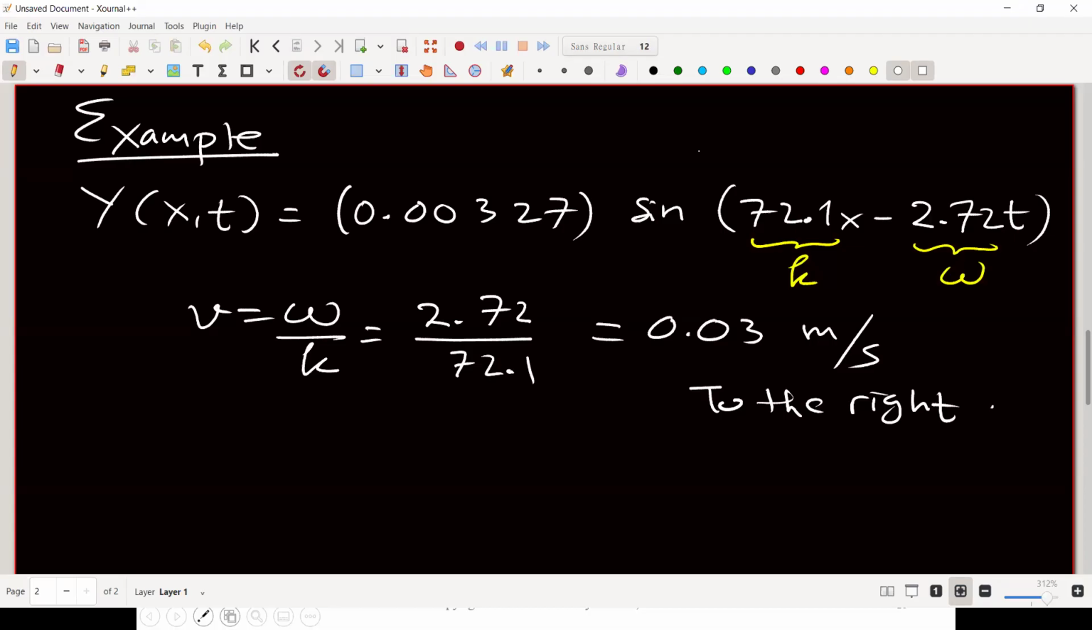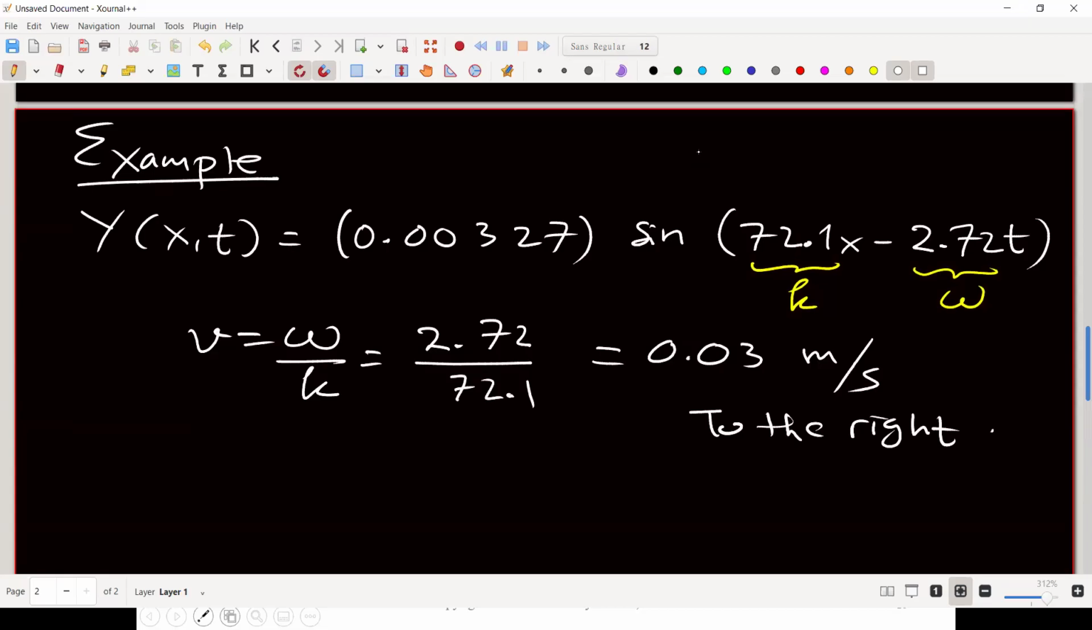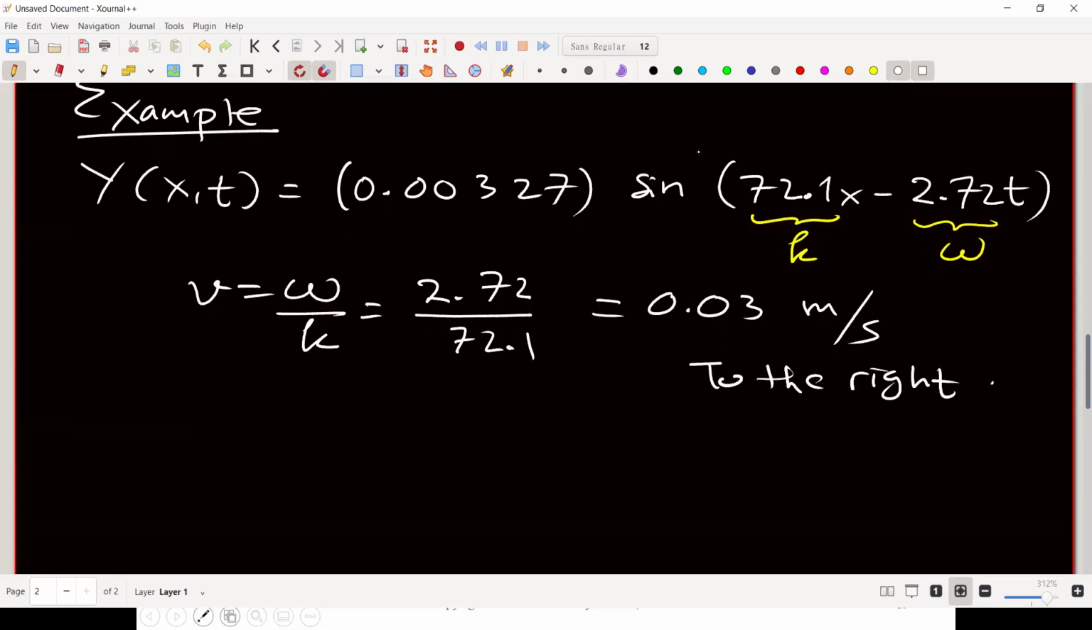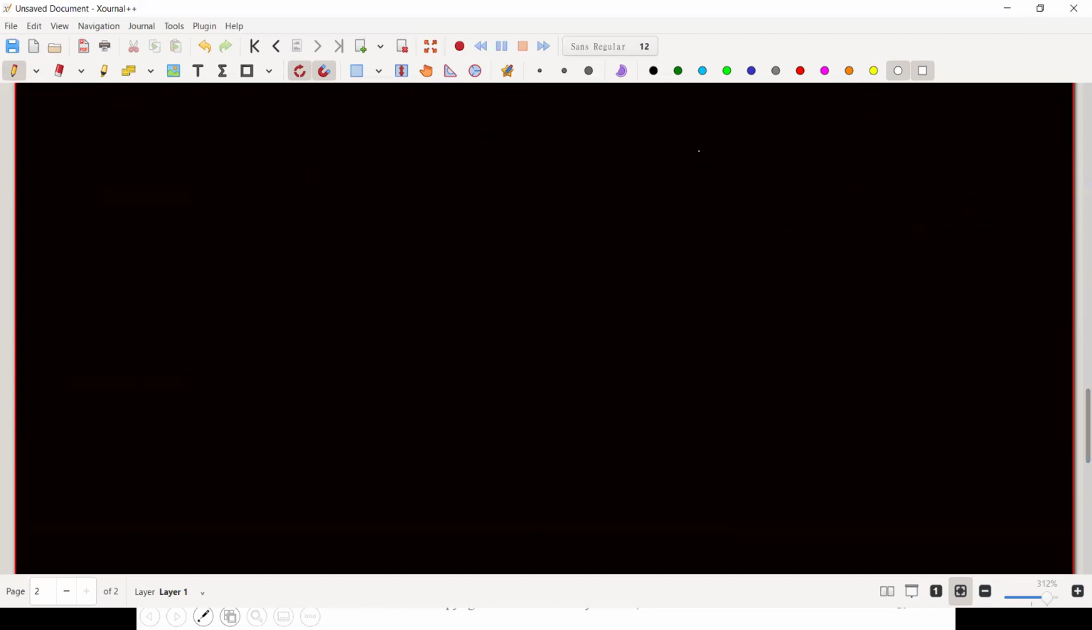Any questions? No? Okay. Then next is the transverse velocity and transverse acceleration. So we can calculate the transverse velocity, which is different from the speed or velocity of the wave. It means the velocity of vibration, which is different from the velocity of wave propagation. So what is the transverse velocity?